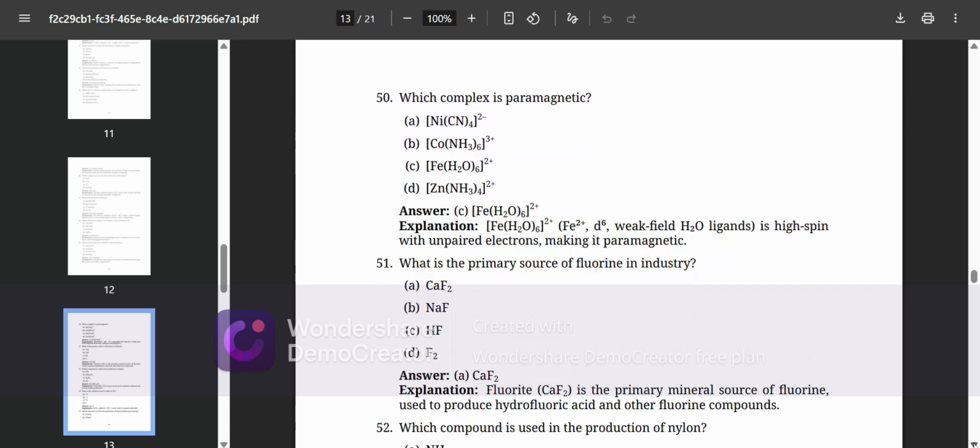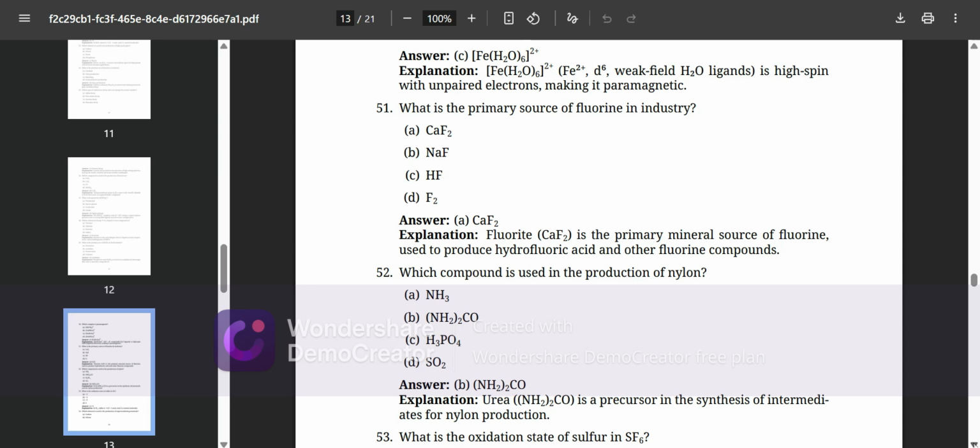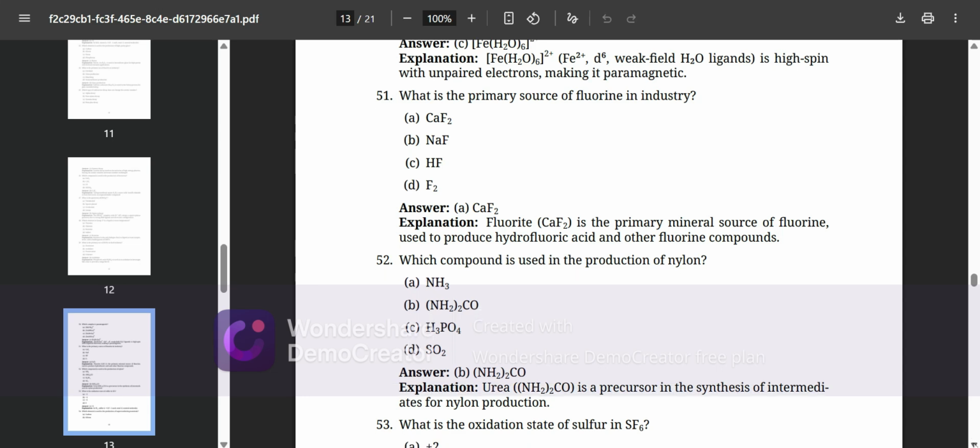Which complex is paramagnetic? [Fe(H2O)6]2+. [Fe(H2O)6]2+ has Fe2+ d6 with weak field H2O ligands, is high spin with unpaired electrons, making it paramagnetic. What is the primary source of fluorine in industry? CaF2. Fluorspar CaF2 is the primary mineral source of fluorine used to produce hydrofluoric acid and other fluorine compounds.